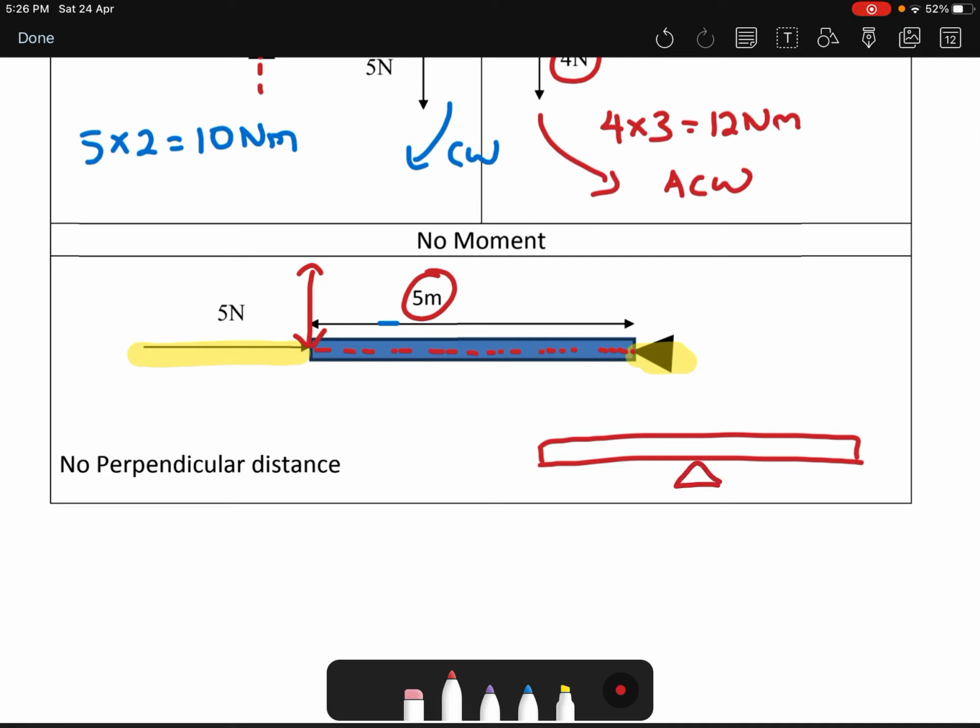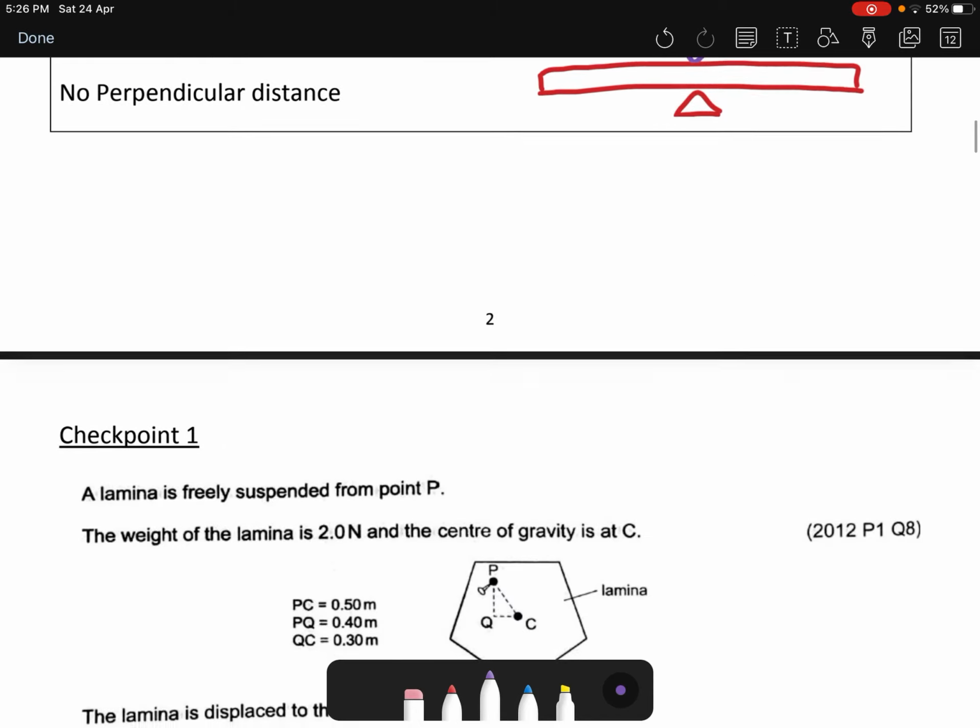I have a pivot and I apply the force exactly at the pivot. So in this case, you will not have any turning effect. In order to determine whether there's a moment or not, you need to determine, is there any perpendicular distance? Normally the force will be given. But is there any perpendicular distance? Okay. So checkpoint 1.